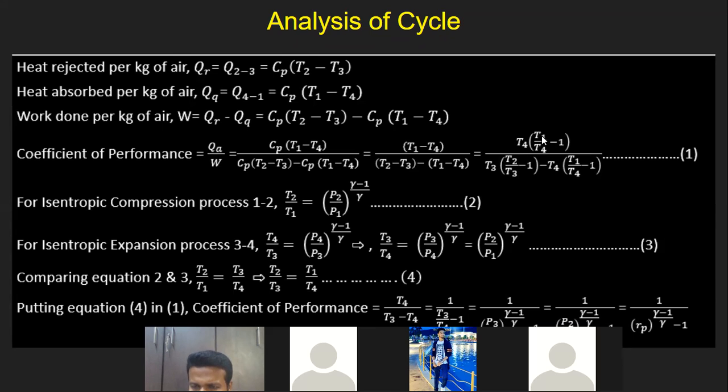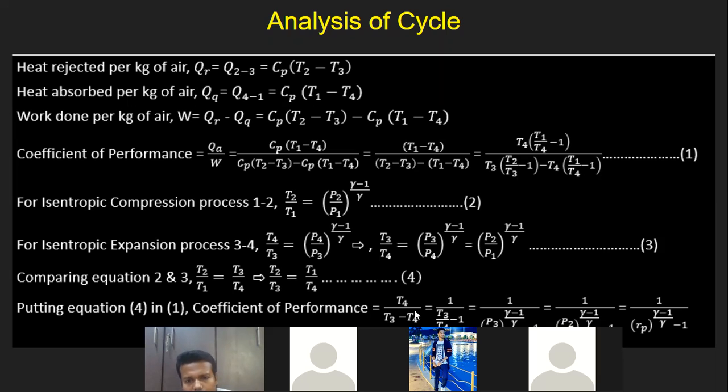Instead of T2 by T3, you put this value as T1 by T4. Then from the denominator we get T1 by T4 minus 1 common, and we also have T1 by T4 minus 1 in the numerator, so it gets cancelled. What is remaining is T4 upon T3 minus T4.